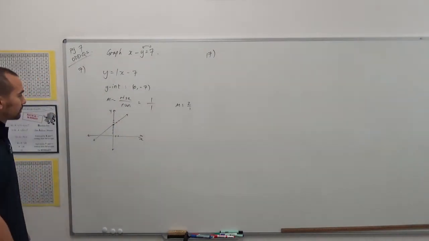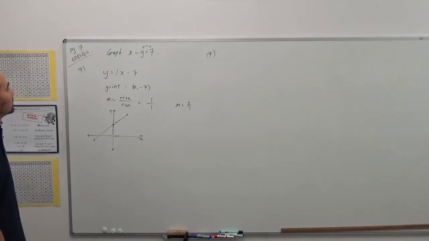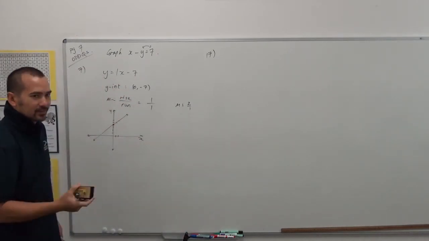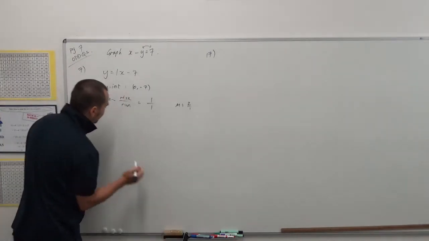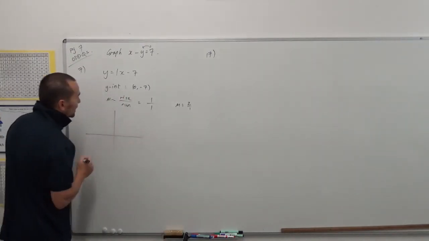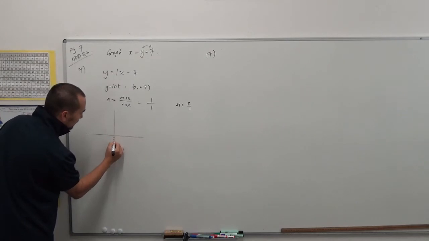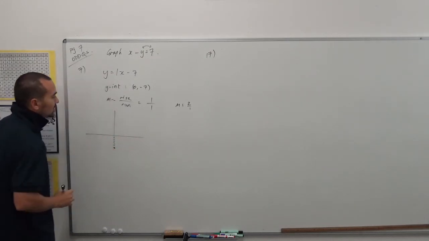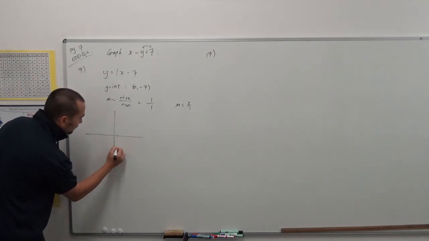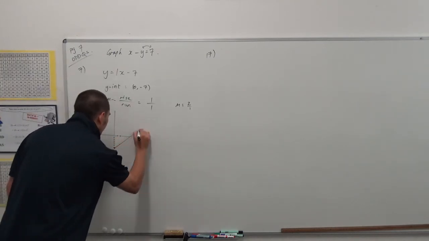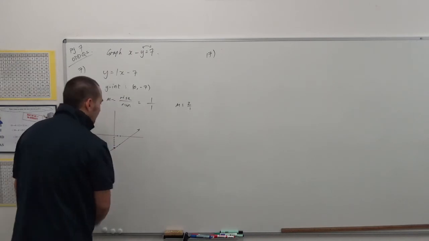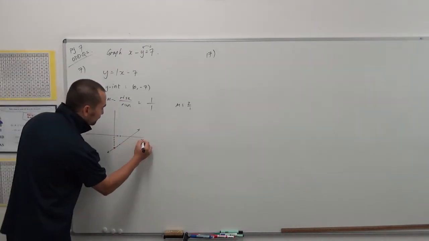Yes? Why did you change it to positive instead of negative? It's negative 7. Ah, here we go. Thanks, Ellen. You could have told me that a little bit earlier, though. Alright, try that again. 0, negative 7. 1, 2, 3, 4, 5, 6, 7. There it is. Up 1 across 1. Up 1 across 1. And looks like this. Better? Everyone happy now?